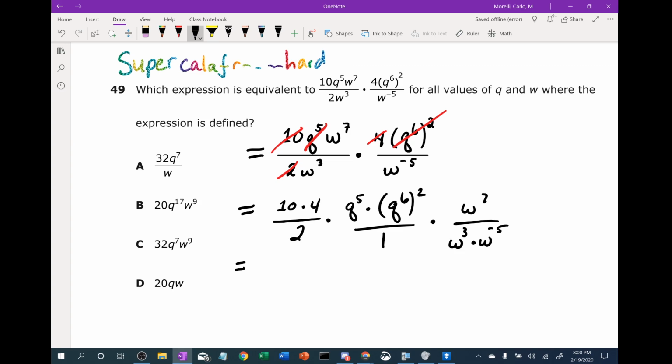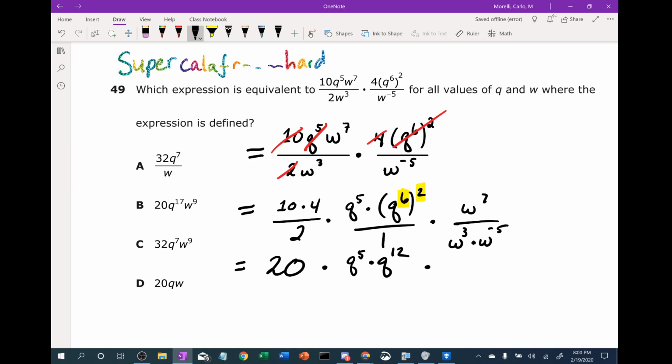So 10 times 4 is 40. 40 divided by 2 is 20. So we have 20. And now I'm going to have to work on this over here. So I've got Q to the 5th. And now we multiply 6 times 2. So now I've got Q to the 5th times Q to the 12th. Okay. We'll get to that in a second.